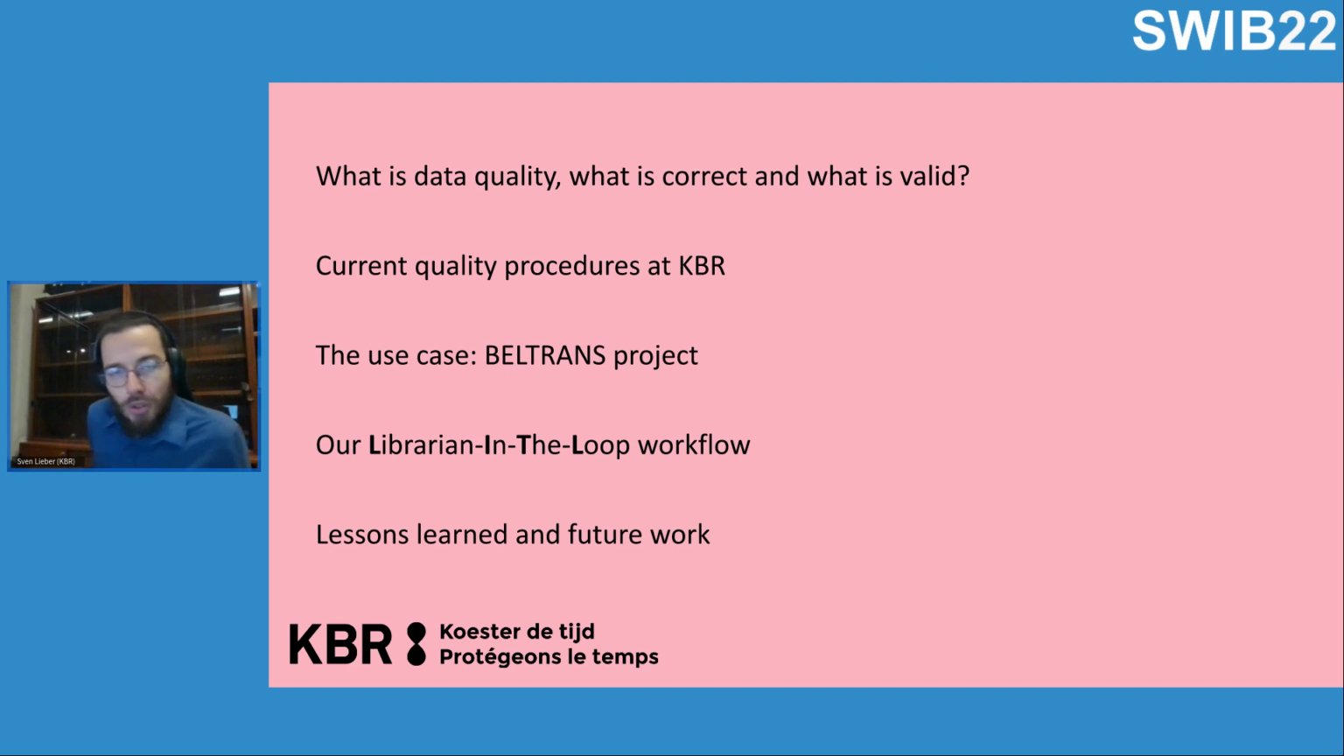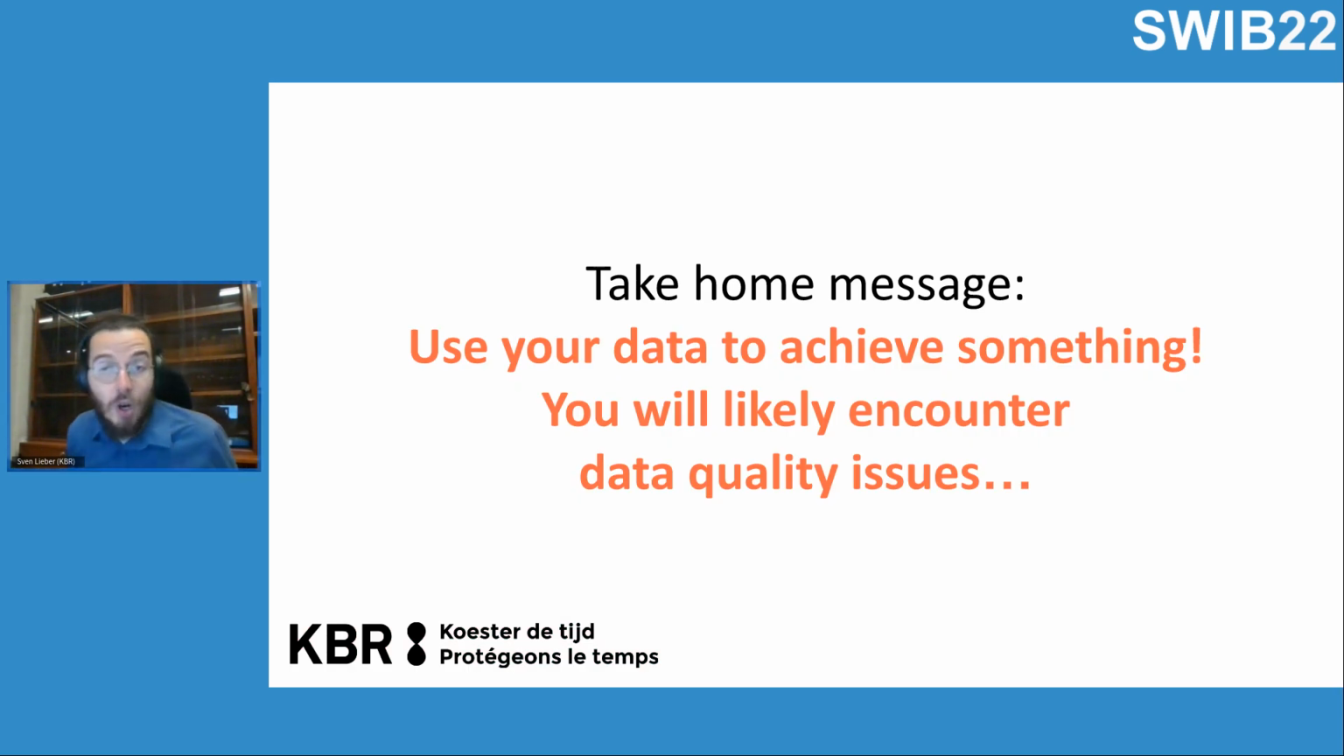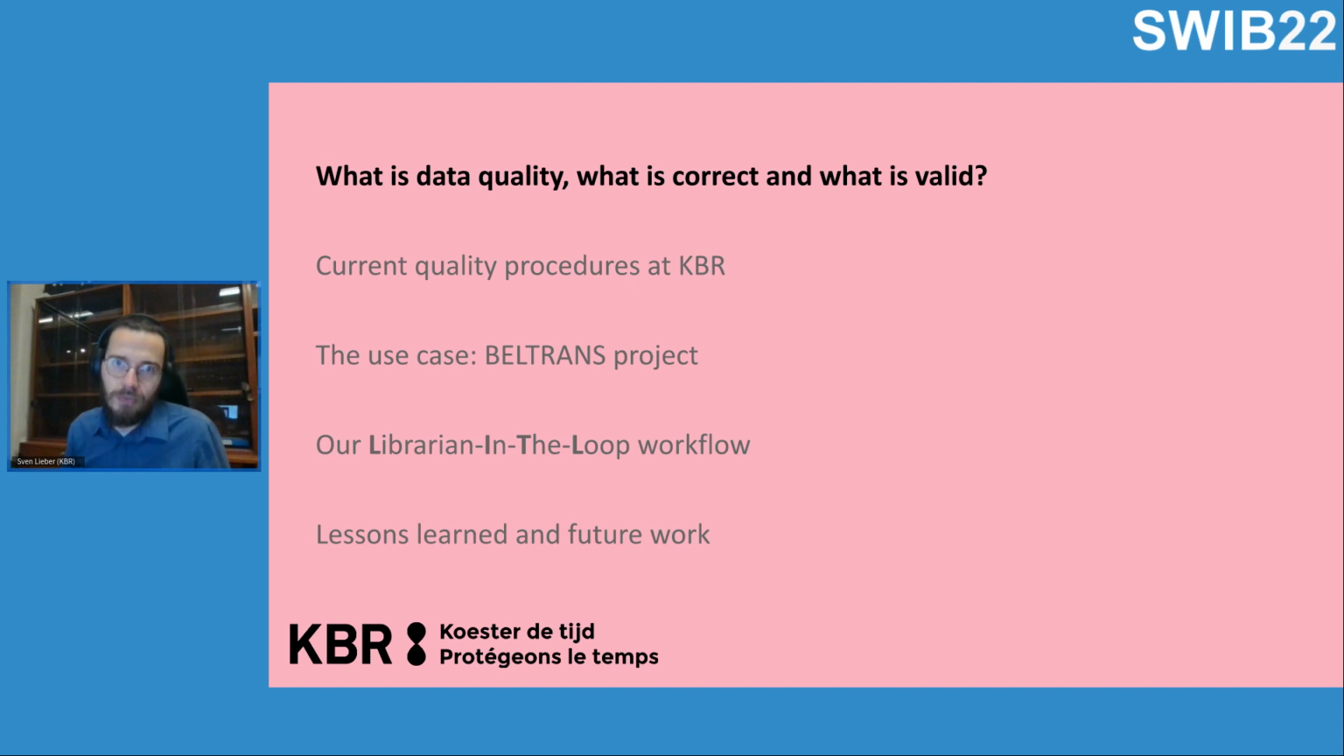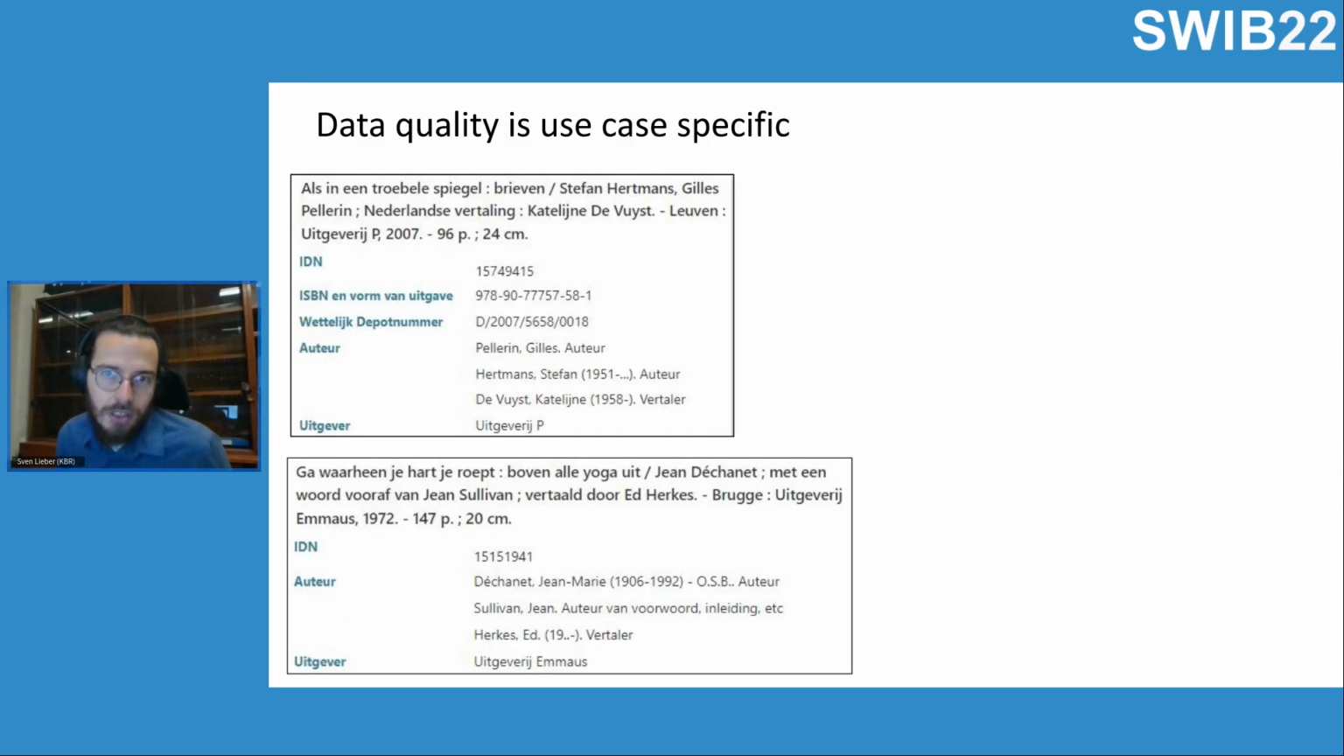And then I will talk a little bit about a use case, a specific research project, which also helped us to reveal some more subtle quality issues. Then I will present our developed librarian-in-the-loop workflow, and finally some lessons learned and future work from this project. The take-home message for this talk is: use your data to achieve something, because you will likely encounter data quality issues when doing that. But let's first begin with what data quality actually is.